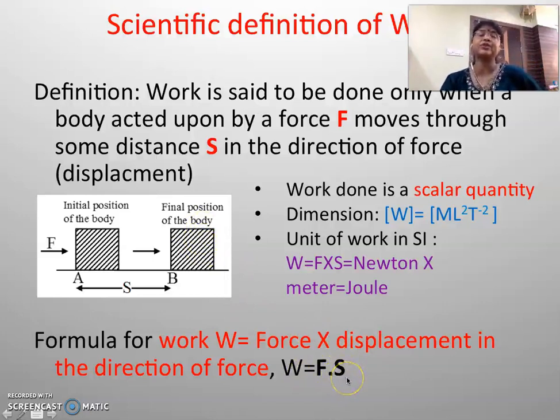F and S are both vector quantities, so work done is a scalar quantity. Now the dimension of work is M L squared T to the minus 2. I hope you are familiar with how to write down the dimension of any physical quantity. And the unit of work in the SI system is Newton meter, that is joule.